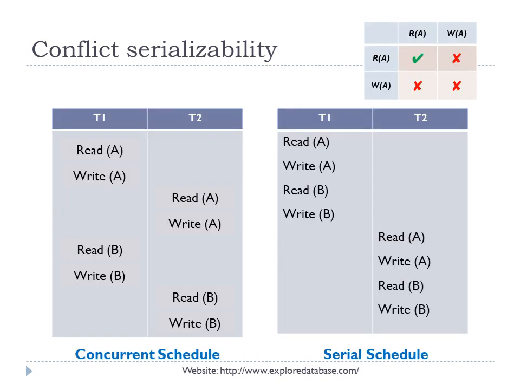Let us discuss an example of conflict serializability. Here, given a concurrent schedule on the left hand side and a serial schedule on the right hand side, in the top right corner, there is a conflict matrix. From the conflict matrix, you can understand that if two transactions are trying to read the same data item, they can be permitted to swap. In all the other cases, they cannot be permitted to swap in the time order.